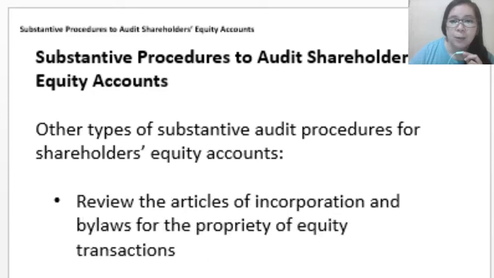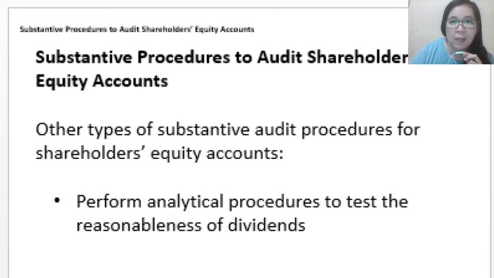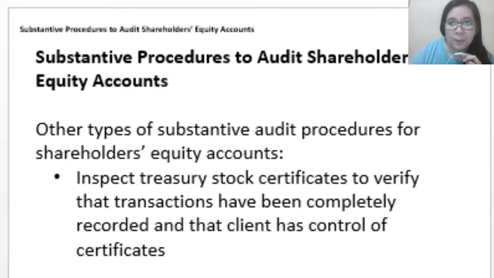Next, the auditor can also review the articles of incorporation and bylaws. So we have already mentioned this in the previous slide, for the propriety or validity and accuracy of the equity transactions, that they are properly approved as well. Another is the auditor can also perform analytical procedures. So again, using the minutes of meetings, book certificate, and other documents related to transactions with shareholders' equity accounts.